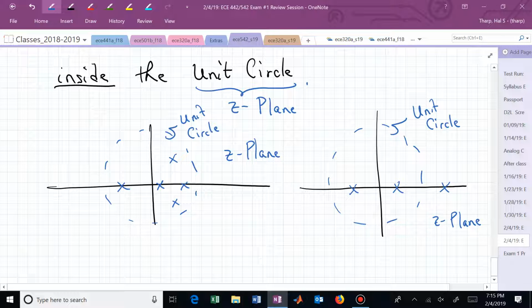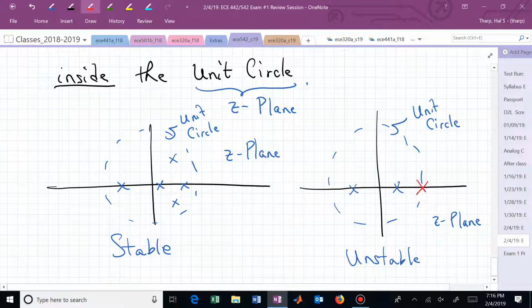Are any of these plots stable, unstable, or can you say? The one on the left, is that stable or unstable? This one's stable. All of the poles are inside the unit circle. What about the right one? That one's unstable.